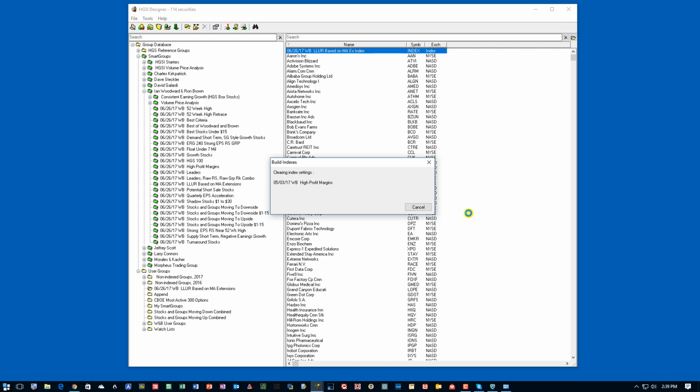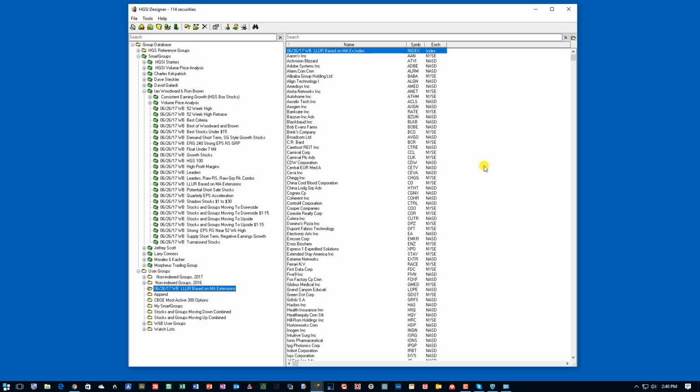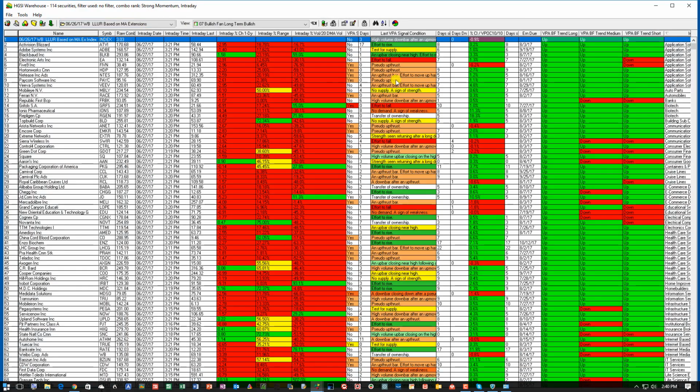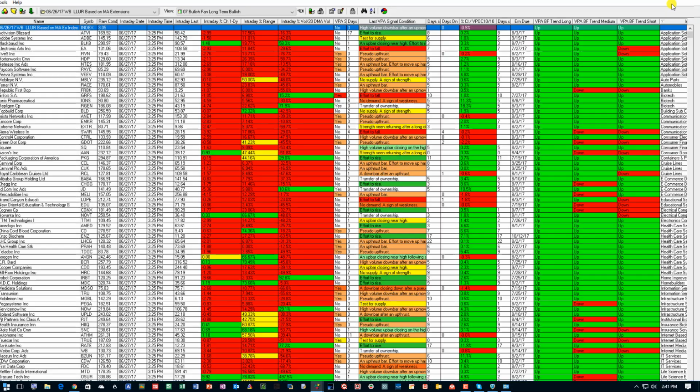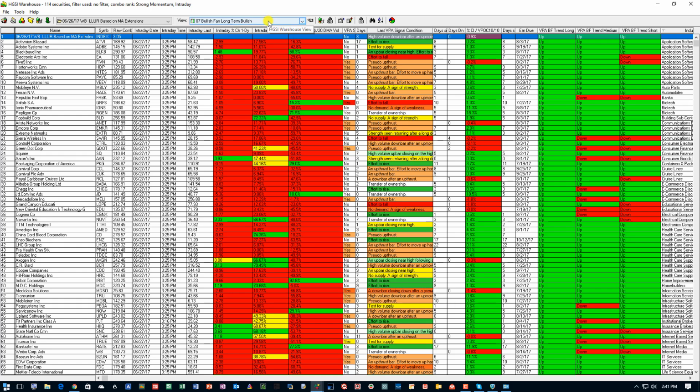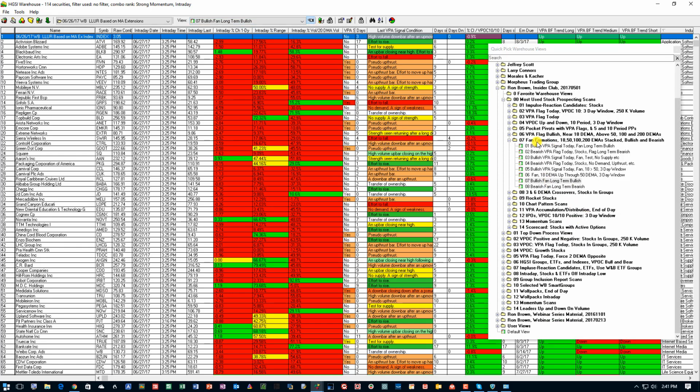It's clearing some index settings, and then it's going to generate the index only for the LLUR based upon moving average extensions. Okay, it's building the index now. It'll take a little while to clear those other indexes, but here is the index right now. Make sure that you are using intraday and that you have everything updated. I'm going to click on my F5 key, and that makes sure that all of these stocks are updated.